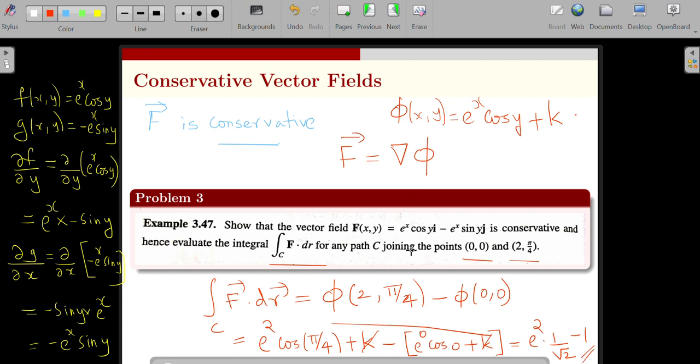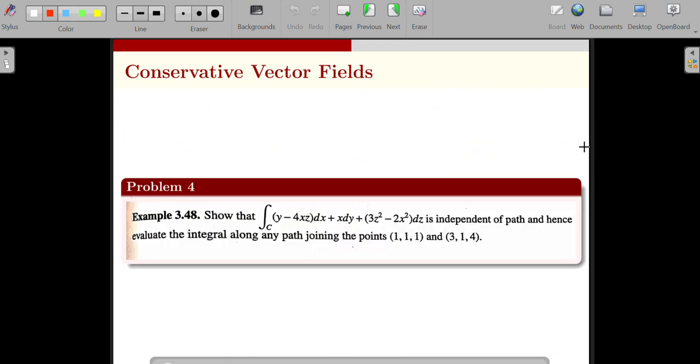So finally we obtain that the value of this particular work done is e square by root 2 minus 1. So work done is e square by root 2 minus 1. Hope that it is clear to you. So now let us move on to another problem.